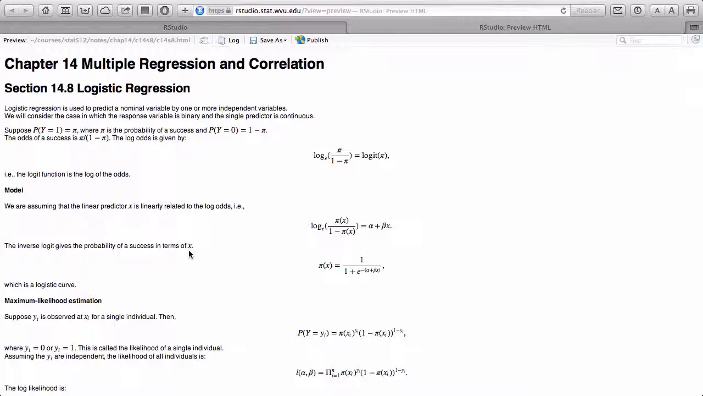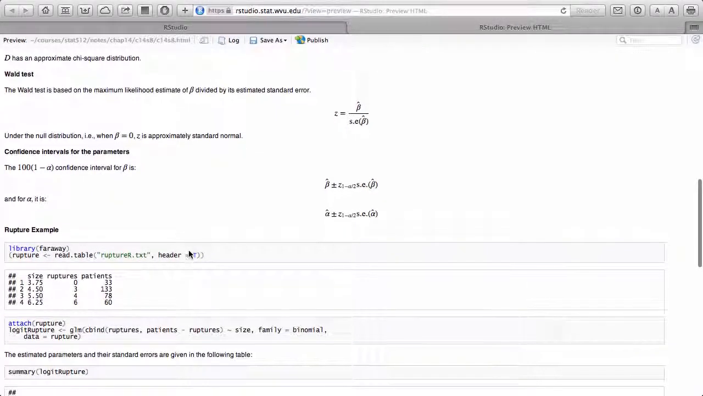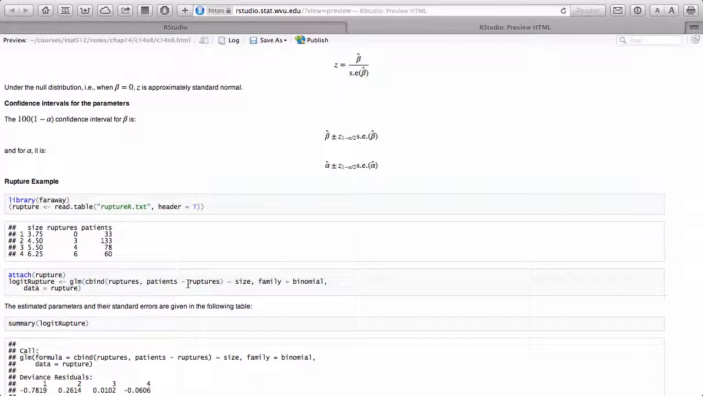So we're going to look at an example in this section where we have, let's see, I don't explain it too well. You basically have patients and you have aneurysms, and you want to know in a certain period of time, there's a certain probability that the aneurysm will rupture. And what is of interest in this particular study is whether or not the size of the aneurysm in centimeters is related to the probability that it will rupture.